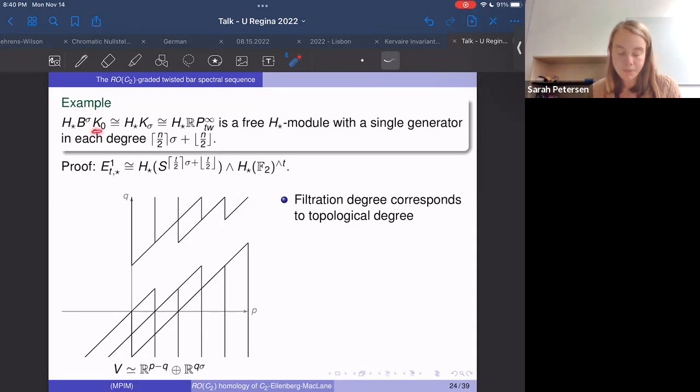So in this example, we'll compute the homology of B sigma of K0. K0 is F2. This space I usually denote as K sigma, but it is sometimes called twisted RP infinity. So it's the space of lines through an infinite number of copies of the regular representation. The E1 page of the spectral sequence is going to be the homology of this representation sphere smashed with some number of copies of the homology of F2, T times.